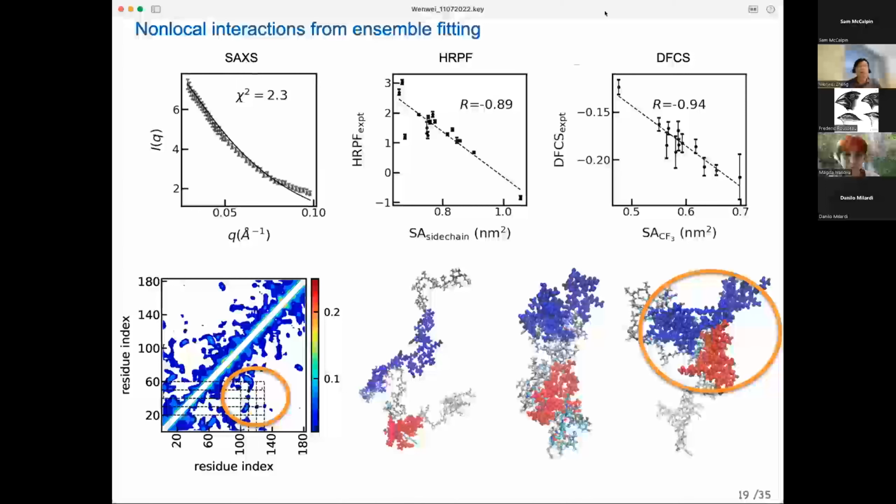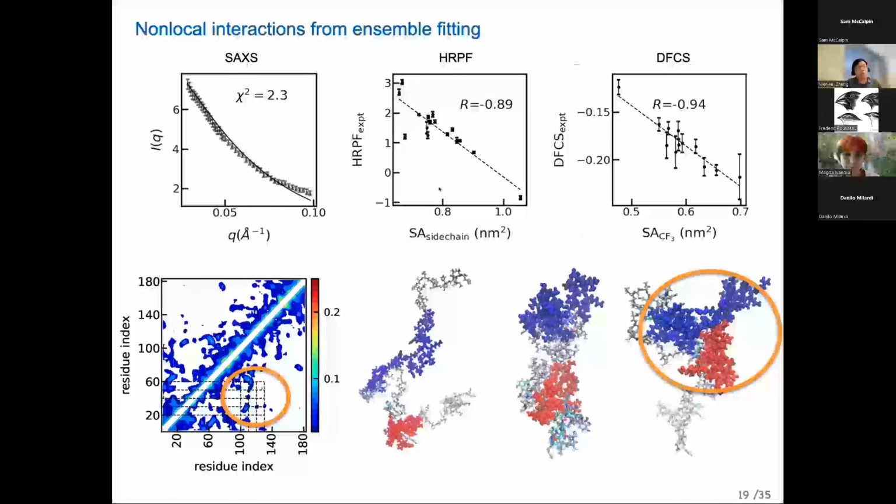So we have to do an ensemble fitting by reweighting the conformations in the all-atom conformation and trying to find out what's the best ensemble that we can match those experimental data. After doing an ensemble fitting procedure, we can match all these 3 experimental technologies: small angle X-ray scattering, protein footprinting, and then F19 NMR.